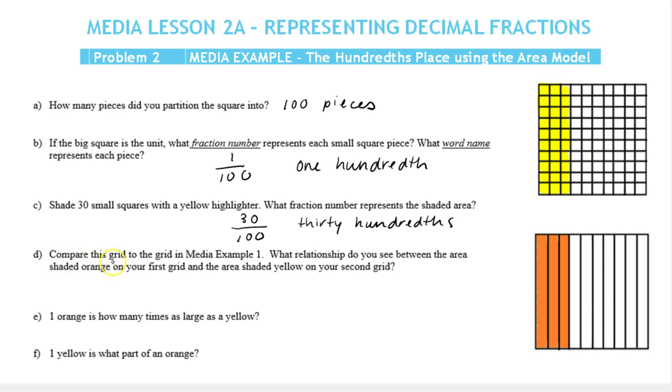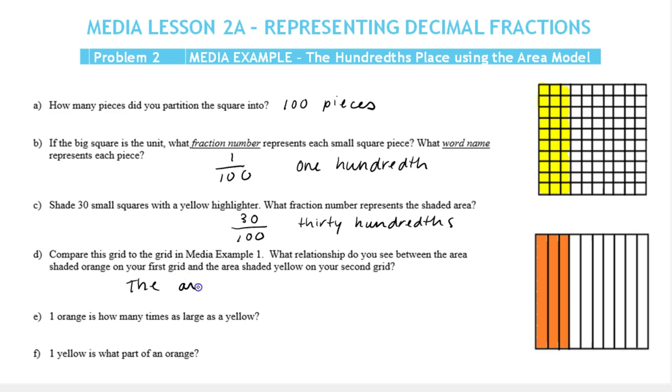D. Compare this grid to the grid in media example 1. What relationship do you see between the area shaded orange on your first grid and the area shaded yellow on your second grid? So I have the first grid here for us to compare to. This is the one we just shaded, and this is our first grid. So notice that the same relative amount of area is shaded. So I could line these orange strips right on top of these orange squares, and this would be an equivalent amount of area.